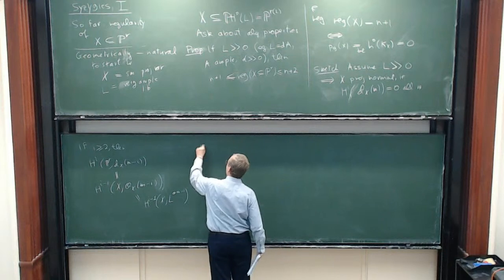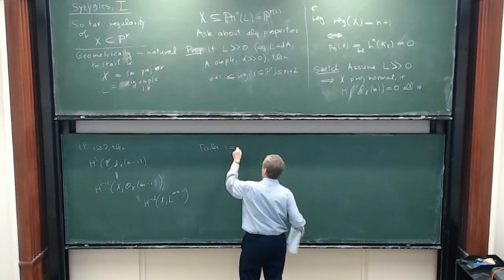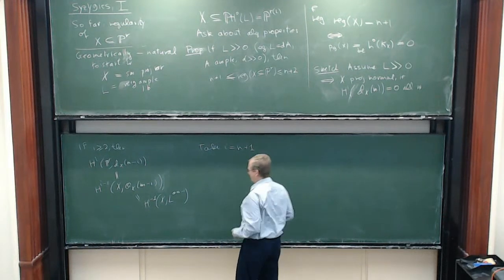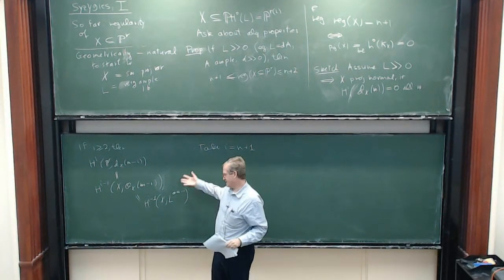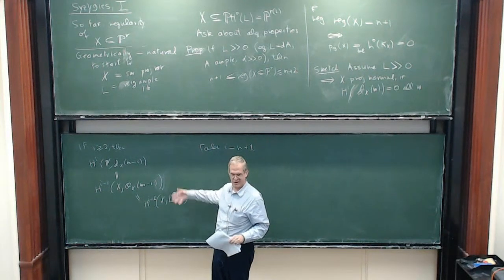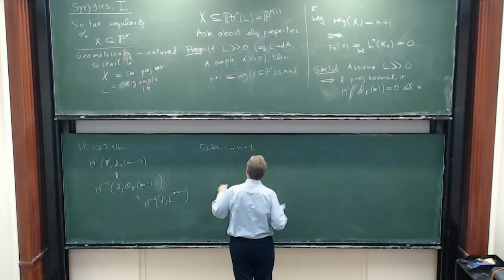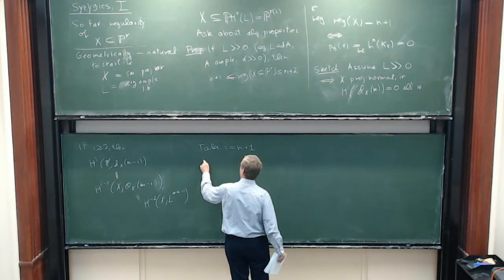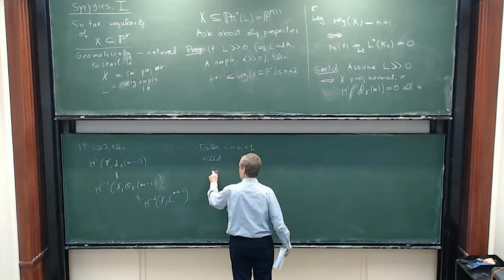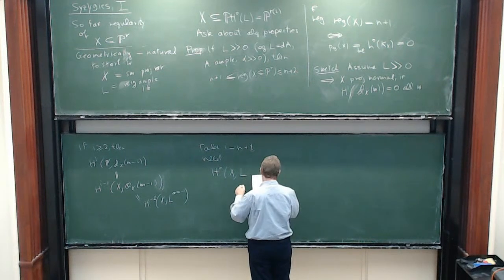So let's take i equals n plus 1. So the point is that if L is sufficiently positive, then this group will vanish just by Serre vanishing, provided that the exponent is positive. So we only need to see how big m needs to be to get a positive exponent. And the borderline case is we take i equals n plus 1, and then what we need is H^n on X of L to the m minus n minus 1 equals 0.